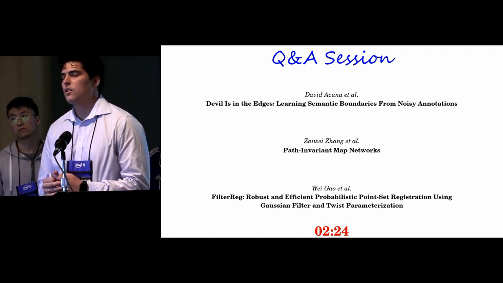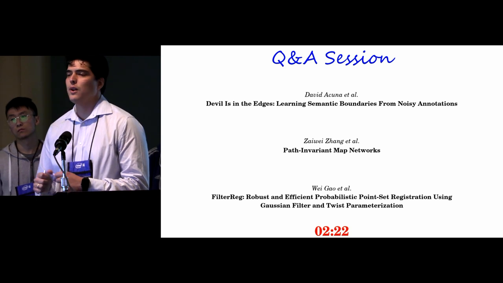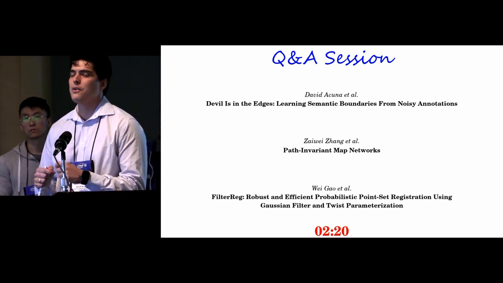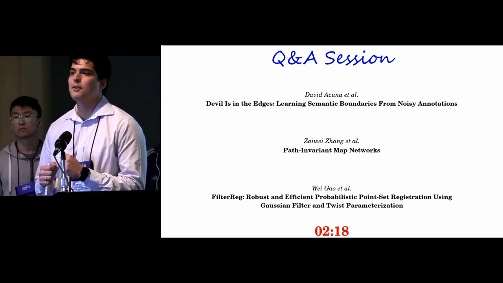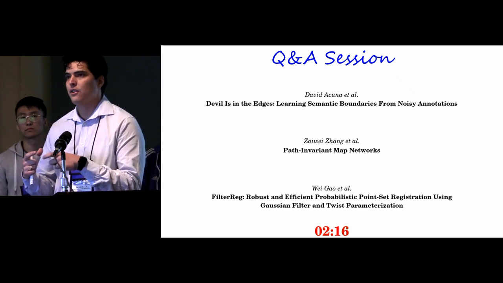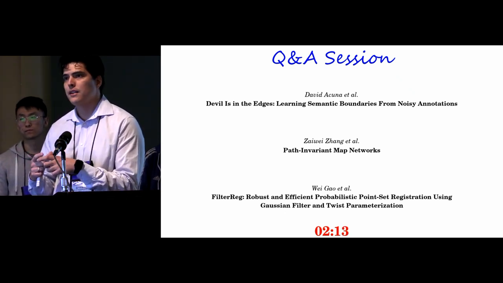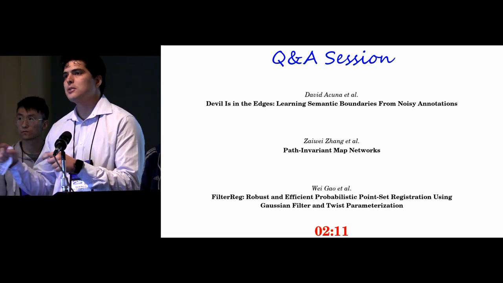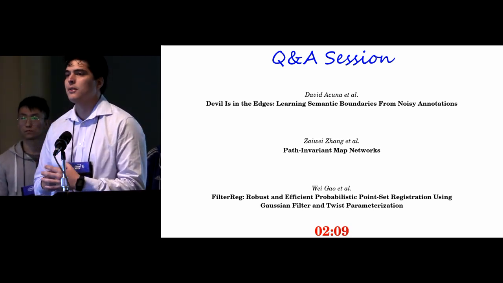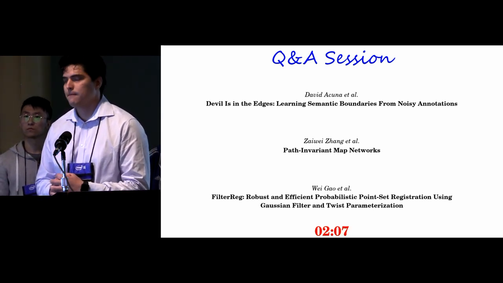I also heard you were using level sets. Yes, basically learning is now reframed as a two-step optimization. In the first one, we optimize the curve, which is adjusting to the boundaries. And the second step is basically doing backpropagation and learning the parameters of the network. Thank you.